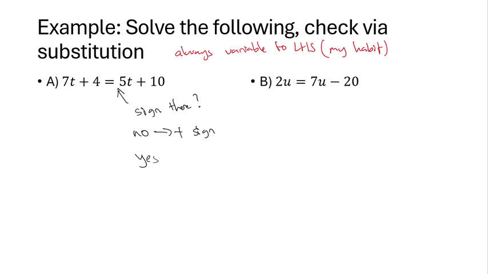And if yes, you would have seen a negative sign right there. You would have seen the negative sign in front of the 5t already if there was a negative. But because you don't see a sign, you must assume that it's a plus. You must assume.